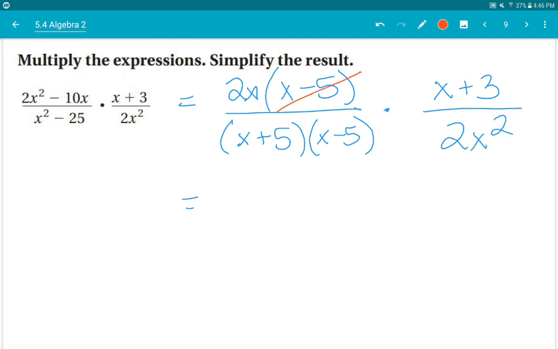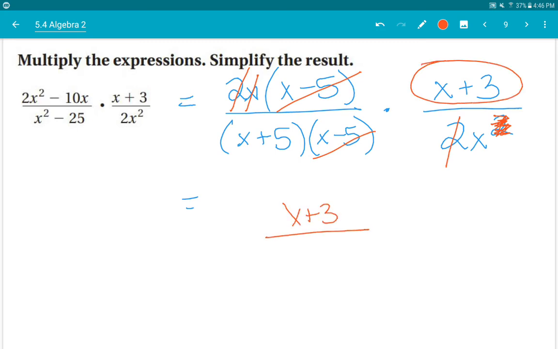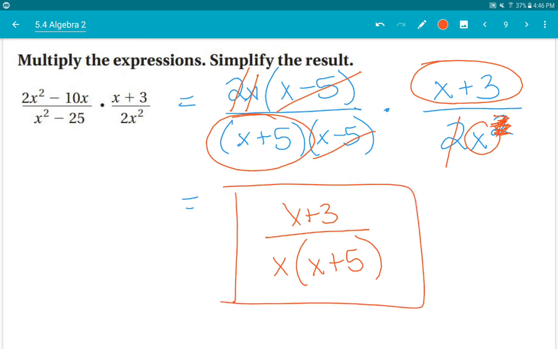Well, there's an x minus 5 here, and there's an x minus 5 here. Then here, notice we have a 2 and a 2, so that's going to cancel. And then I have an x and an x squared, so one of the x's is going to cancel, so I'm just going to have one x in my denominator. So what do I have left in my numerator? I just have this x plus 3. So x plus 3 over, and in my denominator, I have an x plus 5 and an x. So that's going to be x times x plus 5. Again, we don't want to break up any marriages, so that's going to be your final answer.